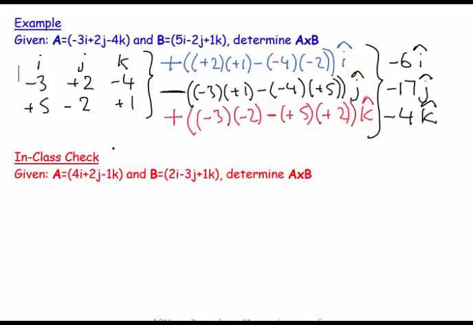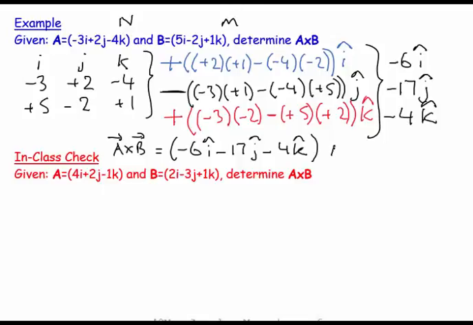So to write this down nicely, I'd say vector A crossed with vector B is equal to minus 6i minus 17j minus 4k. And frankly, that should have some units, most of the time anyway. If this was a force and that was a displacement, this would be in Newton meters.